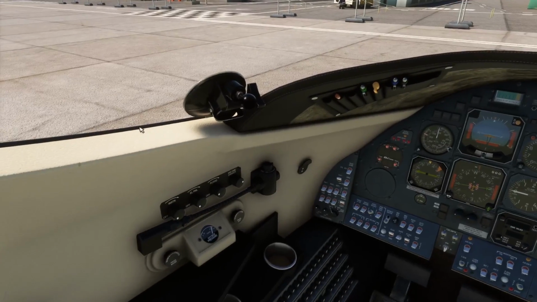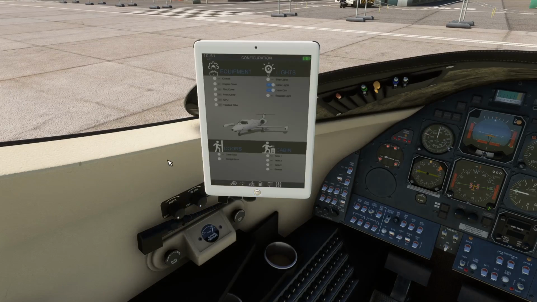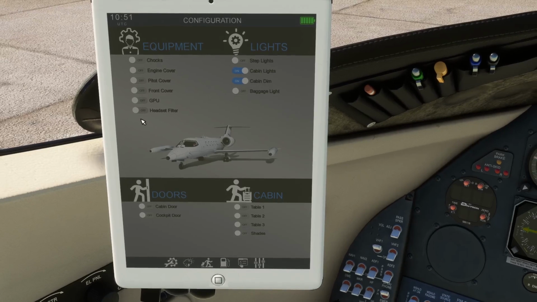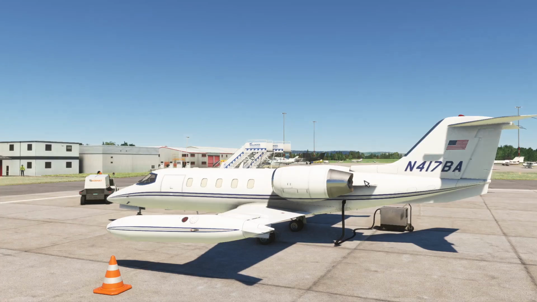and that can be connected in the tablet. You can see the tablet has its own battery. It doesn't need any supply. You can just toggle the ground power unit there, and that will connect the ground power unit, as we can see there.